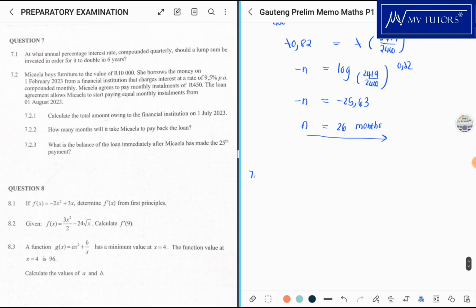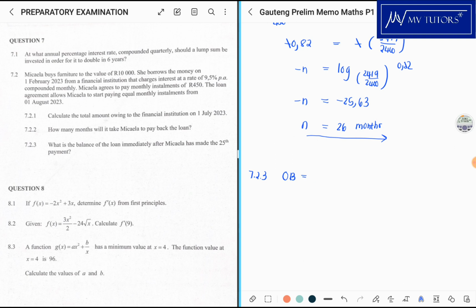Now 7.2.3. What is the balance of the loan immediately after Michaela has made the 25th payment? Okay, basically what they're asking for is, what is the outstanding balance? All right, remember with the outstanding balance, there are two formulas. I think I'm going to show it to you both ways. So I'm just going to say OB, outstanding balance.